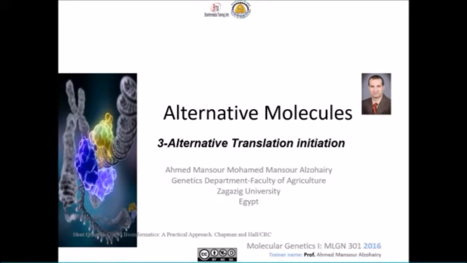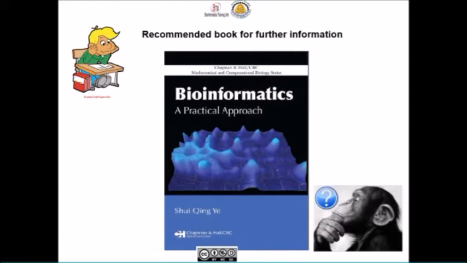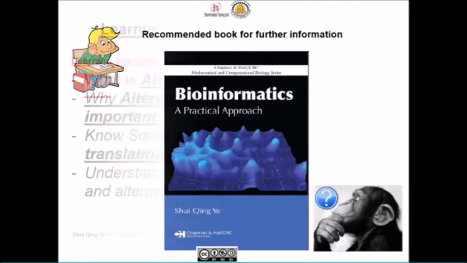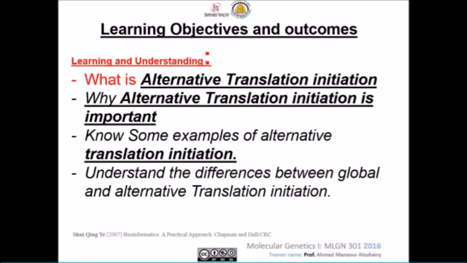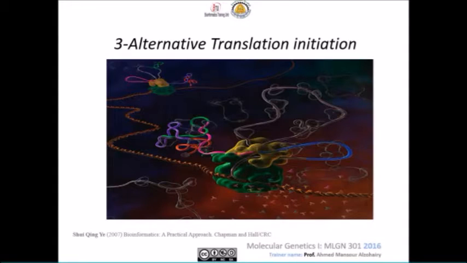In this lecture we'll talk about alternative translational initiation, and as we said, there's some recommended book for further information, like the book Bioinformatics: A Practical Approach. In this lecture we hope to give some outcomes for the student, the learning and understanding. Number one, what is alternative translation initiation, why alternative translation initiation is important, and of course the student should know some examples of alternative translation, and understand the difference between global and alternative translation initiation.